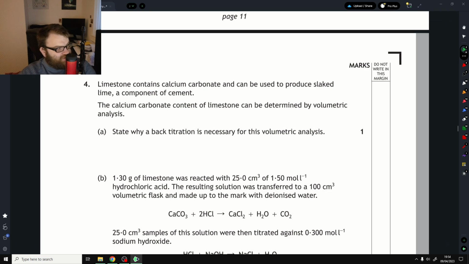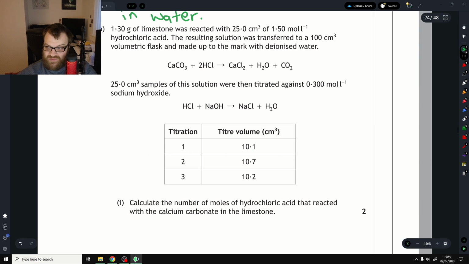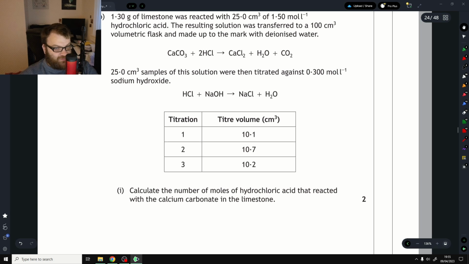Next up, we're dealing with calcium carbonate and undergoing a back titration. Back titrations are really important when you have a reactant that is insoluble in water. Calcium carbonate, a component of chalk, is insoluble in water. Now we come on to a calculation involving our back titration. We're asked first to calculate the number of moles of hydrochloric acid that reacted with the calcium carbonate in the limestone.